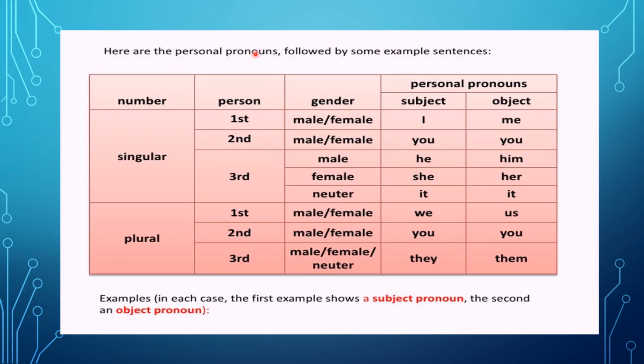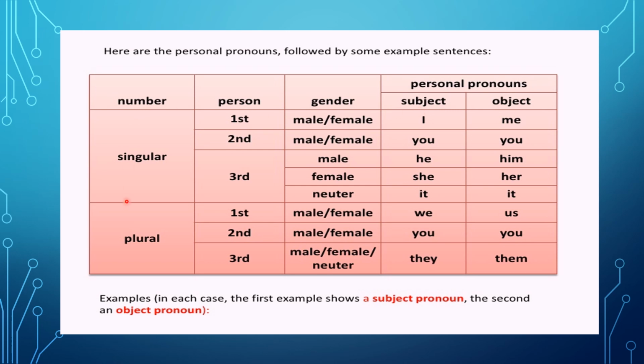Look at this table of personal pronouns. Personal pronouns are used depending upon the number, person, gender and case, that is whether subjective or objective. So depending upon the number, singular and plural, depending upon the person, first person, second person, third person, depending upon the gender, male, female and neuter gender, and in the subjective and the objective case.